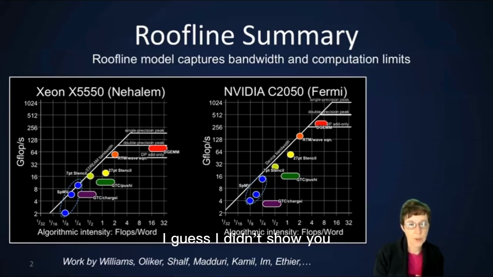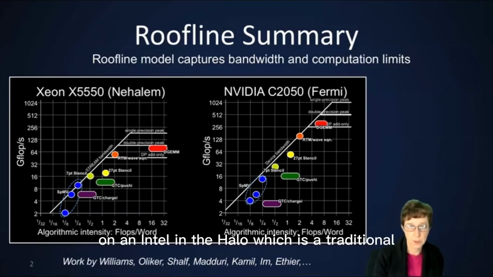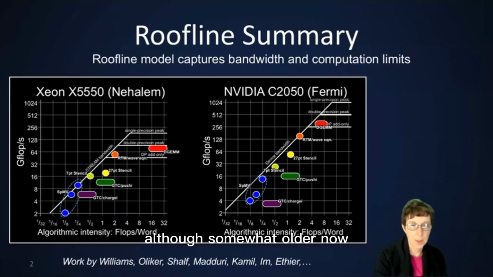I guess I didn't show you, and part of it is we haven't studied all these different algorithms, but this is what it looks like when you take a bunch of different types of computations with different computational intensity and put them on a roofline plot. And this is actually on two different processors, an Intel Nehalem, which is a traditional, although somewhat older now, multi-core processor, and then also on a GPU.